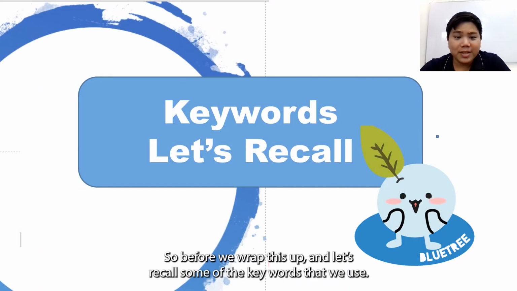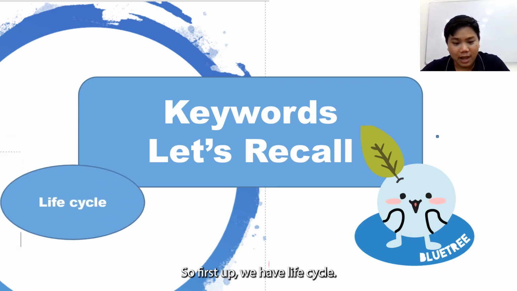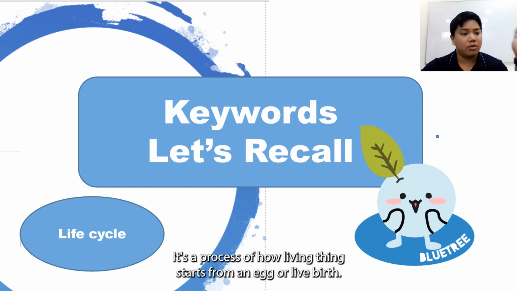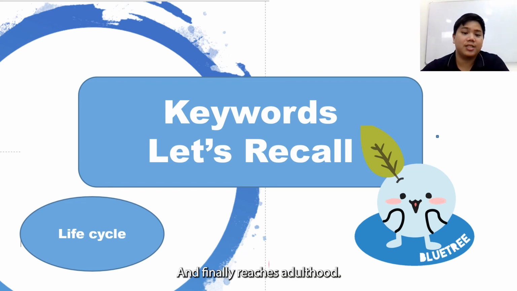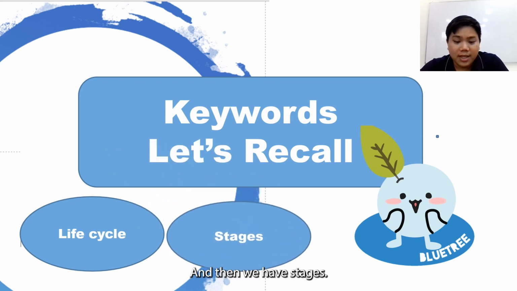Before we wrap this up, let's recall some of the keywords that we used. First up we have life cycle. Life cycle consists of several stages. It's a process of how a living thing starts from an egg or live birth, and then it goes through the different stages and finally reaches adulthood. And then we have stages.